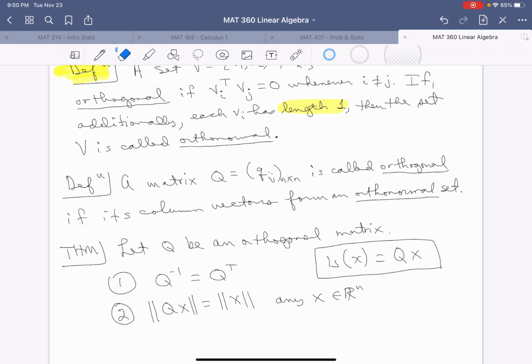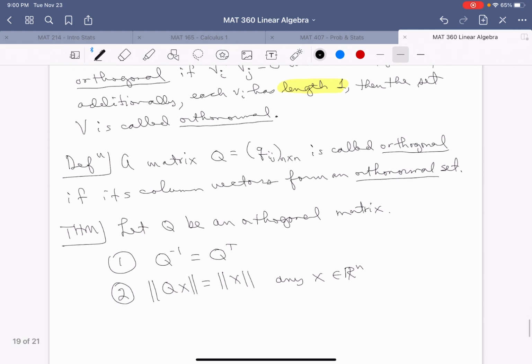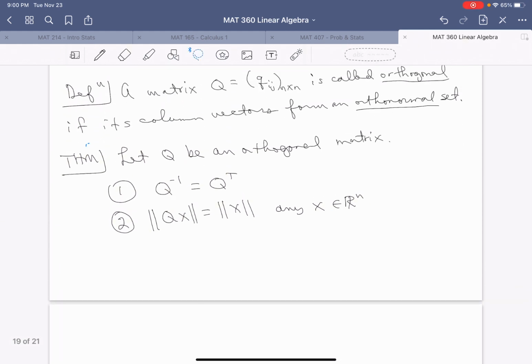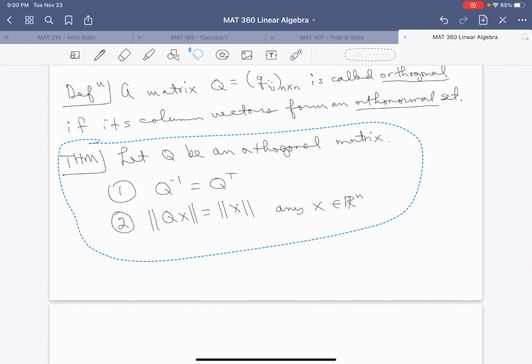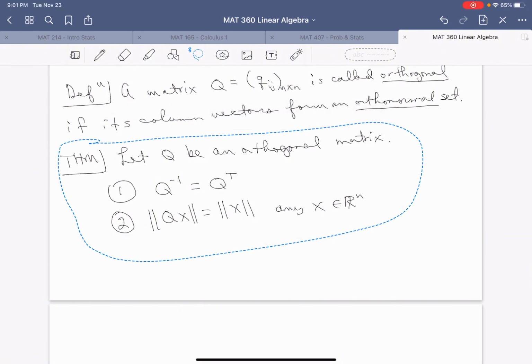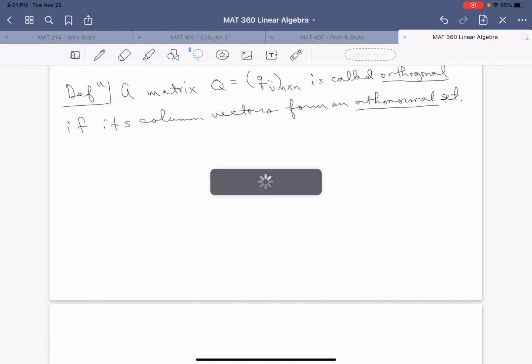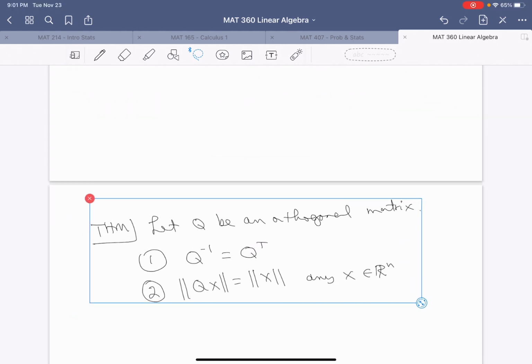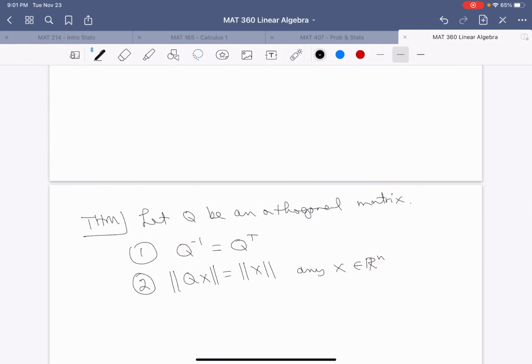Okay, so let me erase this part. I was just using that for illustration. Okay, so let's see, why is this true? I'll move this down to the next page. Let me cut that instead of copying.